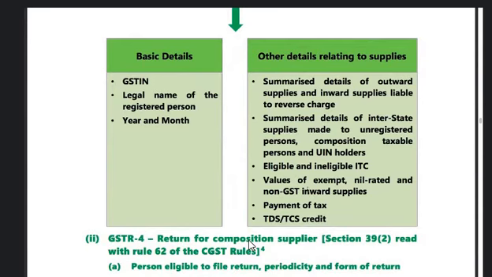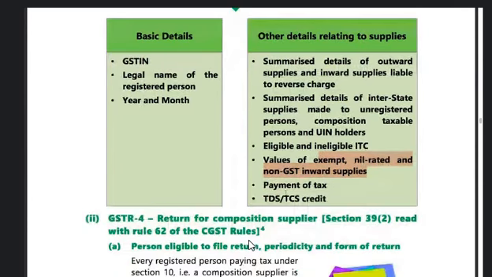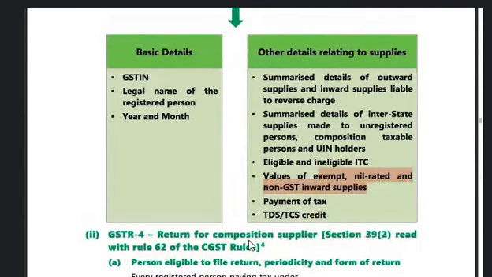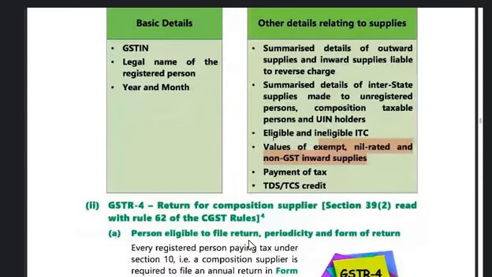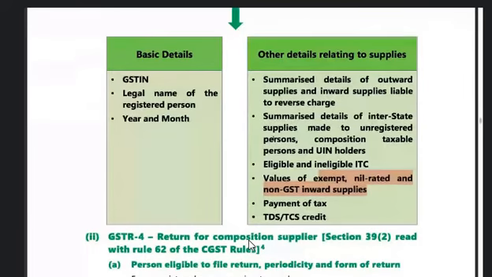And you also provide the summarized value of your exempt, nil rated and non-GST supply. Then payment on TDS and TCS. These are all the contents of GSTR 3B. So GSTR 3B is a simple return containing the summarized details of your turnover, tax payable, input tax credit claim, adjusted, paid against cash or tax TDS and TCS.